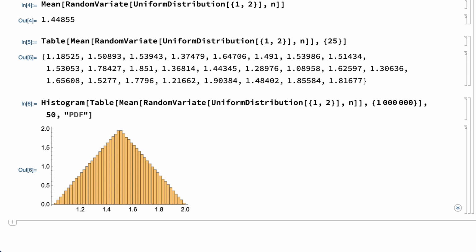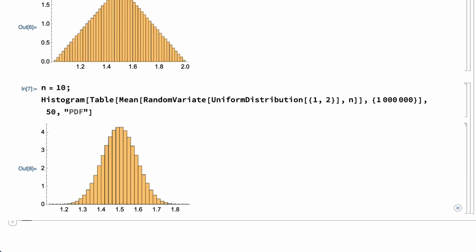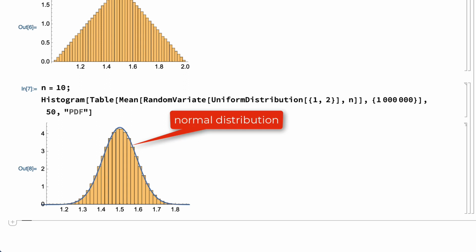According to the central limit theorem, as the number n increases, this distribution gets closer and closer to a normal distribution, and that does indeed happen in this example. If n is increased from 2 to 10, for example, this distribution is almost indistinguishable from a normal distribution. Something similar will happen for almost any distribution of the individual variables.